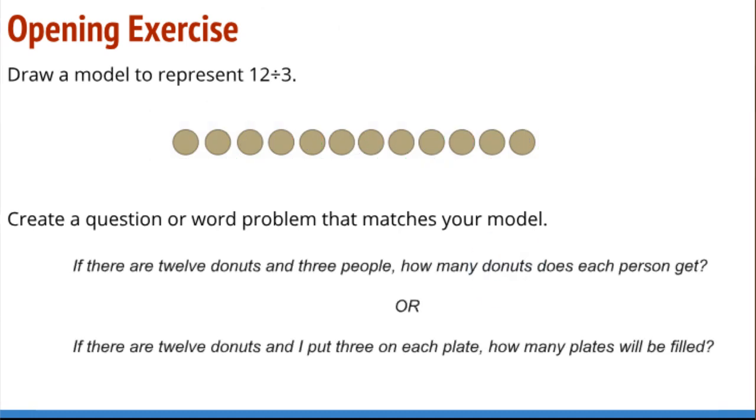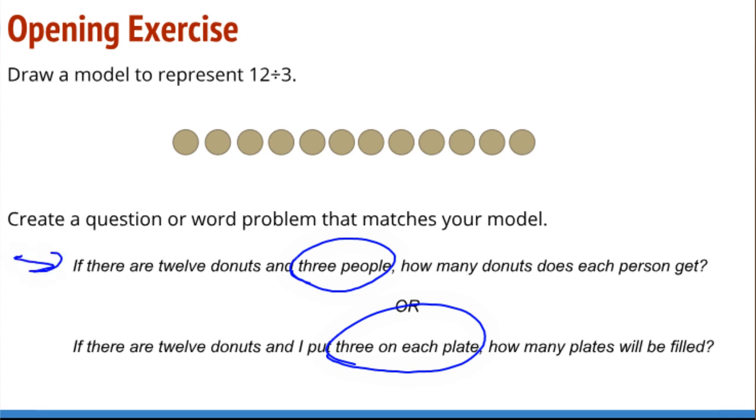Looking at some possible examples, and everything in my life relates to donuts, it seems like. If there are 12 donuts and 3 people, how many donuts does each person get? The 3 is telling me the number of groups to make. This is a partitive division. If there are 12 donuts and I put 3 on each plate, how many plates will be filled? This is a measurement division. They both have the answer of 4, but the answer of 4 means different things. I would much rather be in this group because I know that I'm going to get 4 donuts.